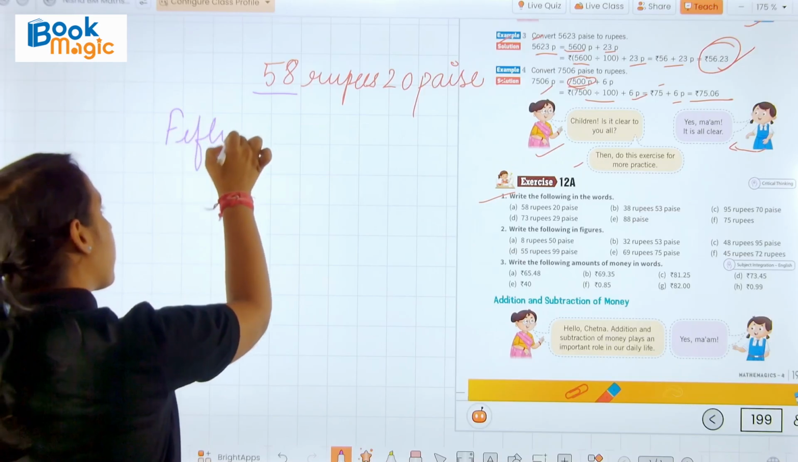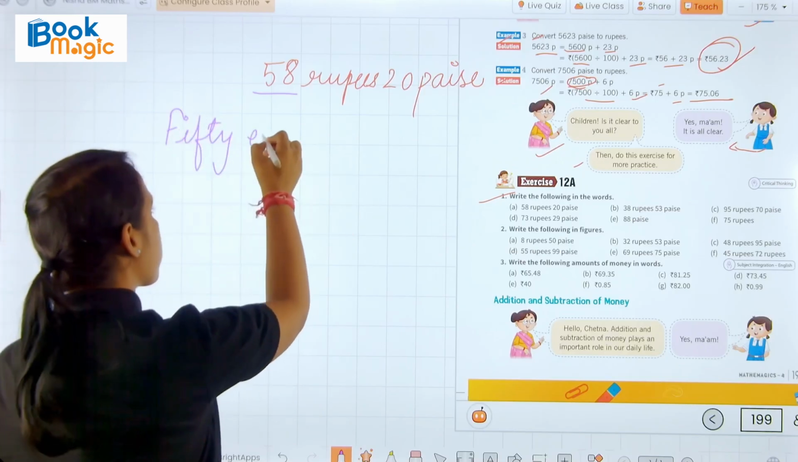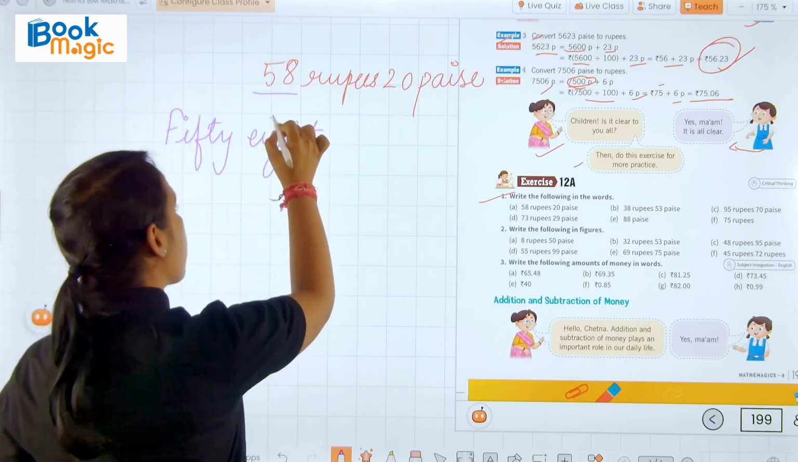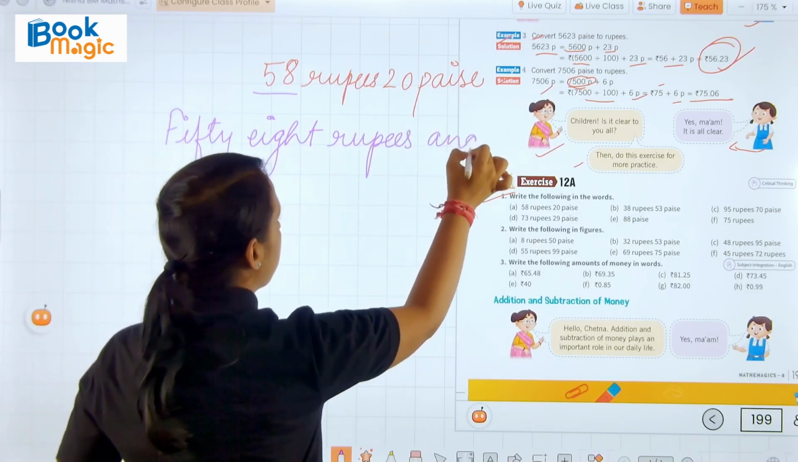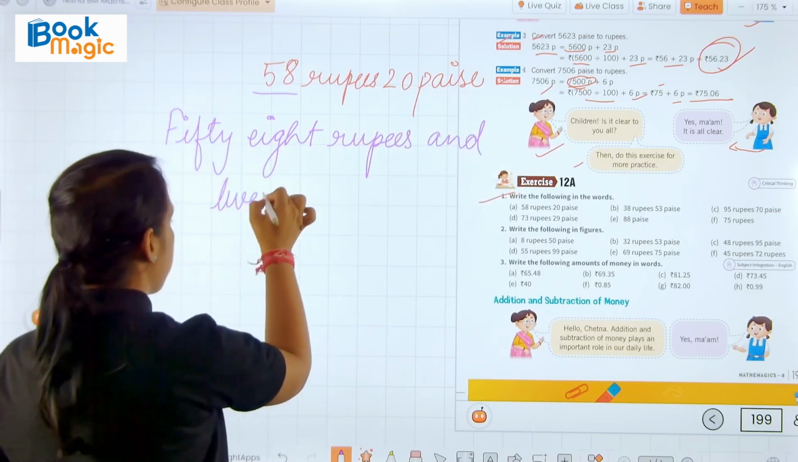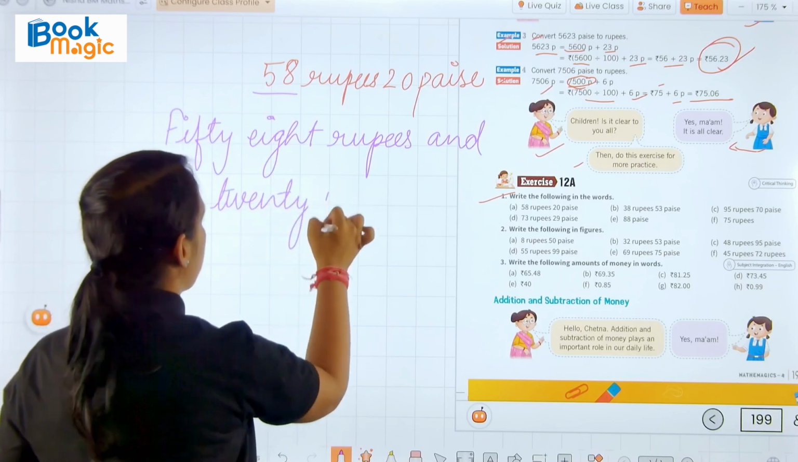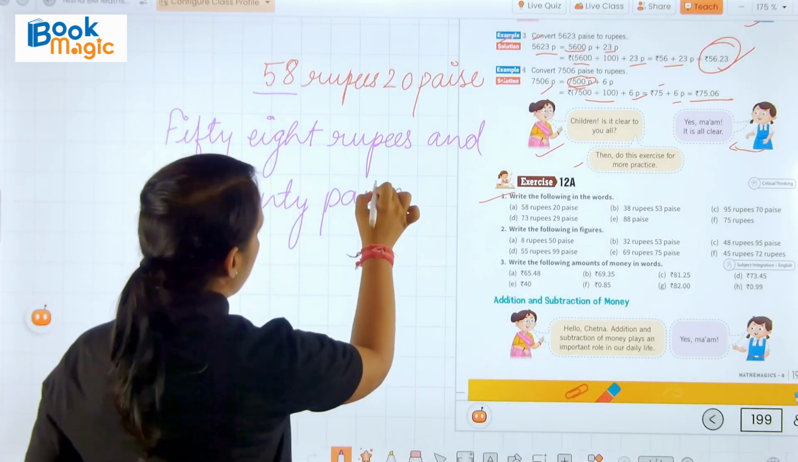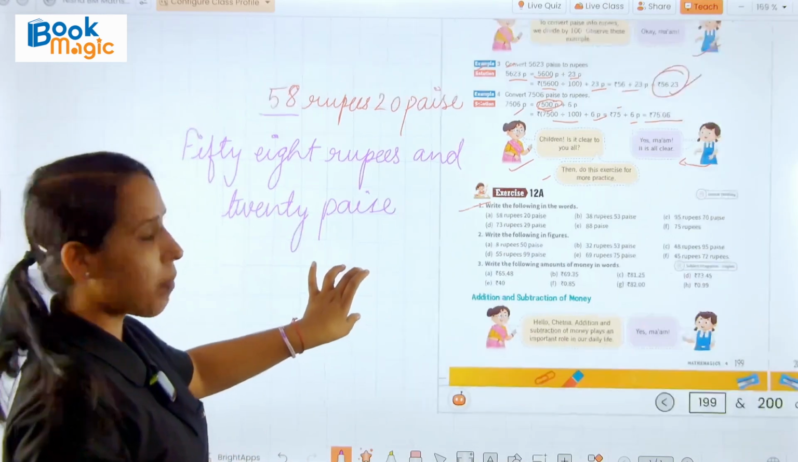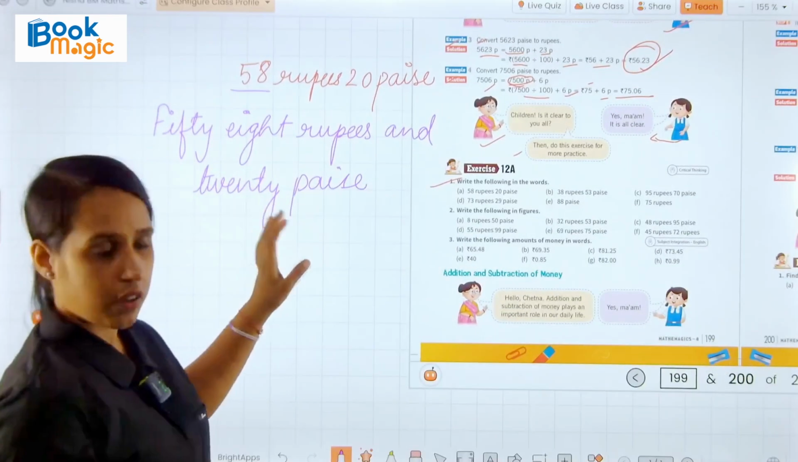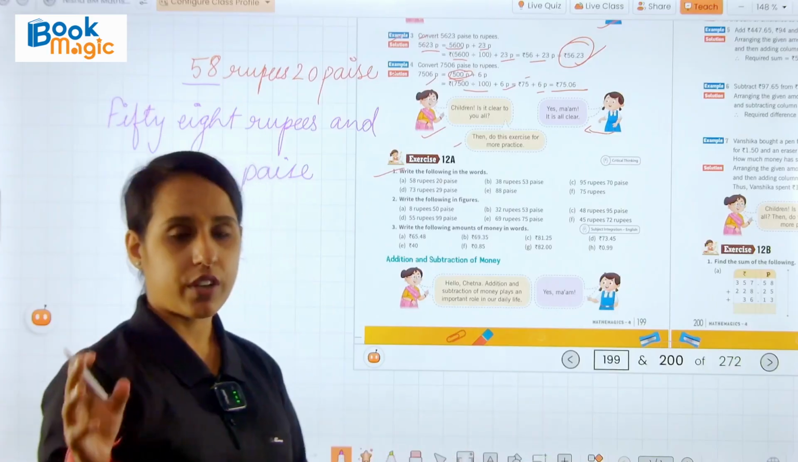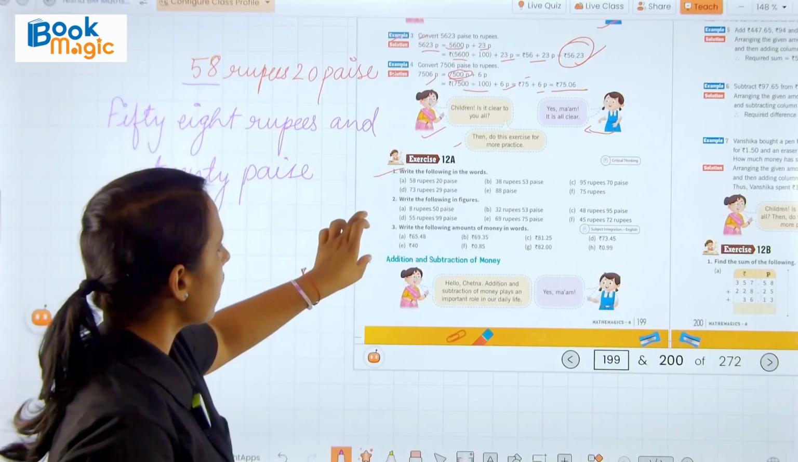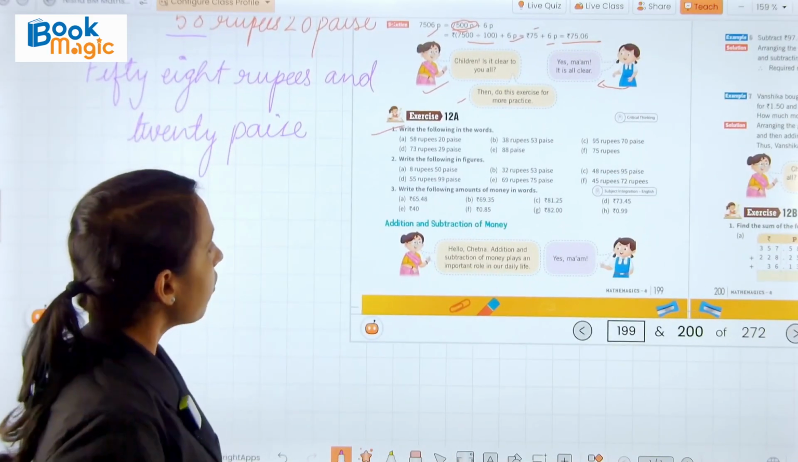So we will write it in words. 58 rupees and 20 paise. Okay. So in this manner, we can write the amount in words. Here I have solved one for you, and the rest of the parts you will try to do yourself. Next we have write the following in figures.